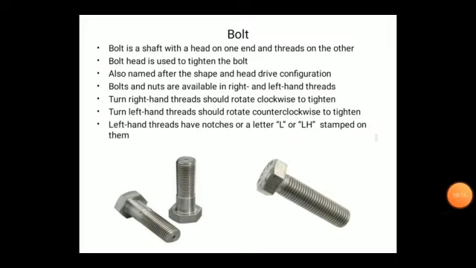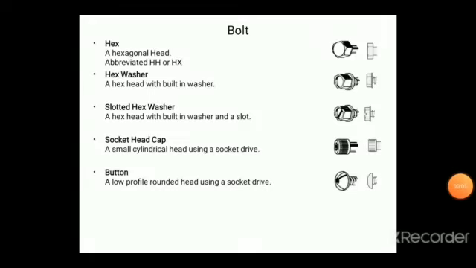Okay, here are some of the characteristics of the bolt. You can see here the names are given as per the shape of the head. So the bolt head basically gives the various names. For example, the first one is the conventional hexagonal head, represented by HH or HX. So this is a typical hexagonal headed bolt.